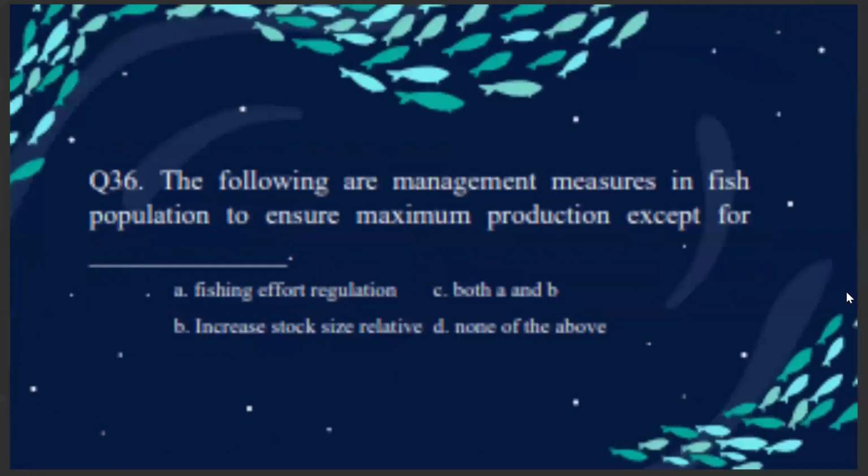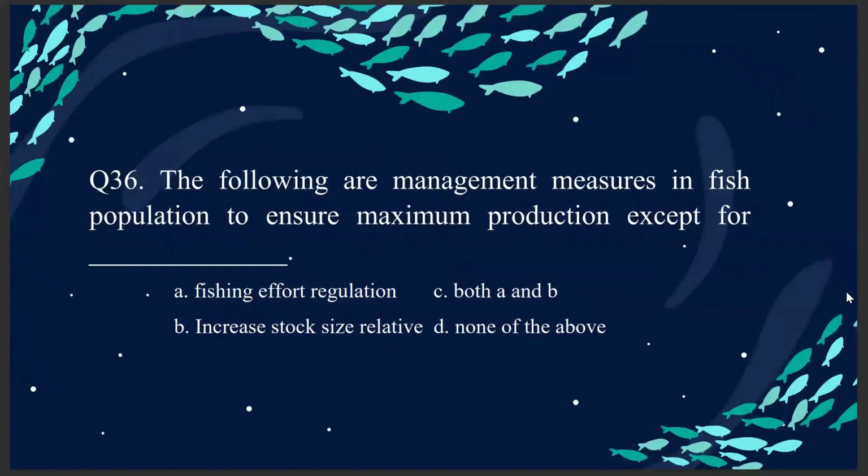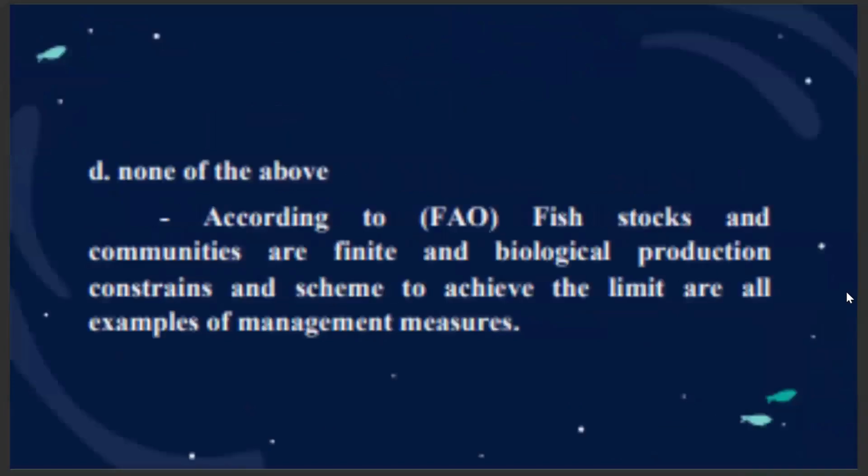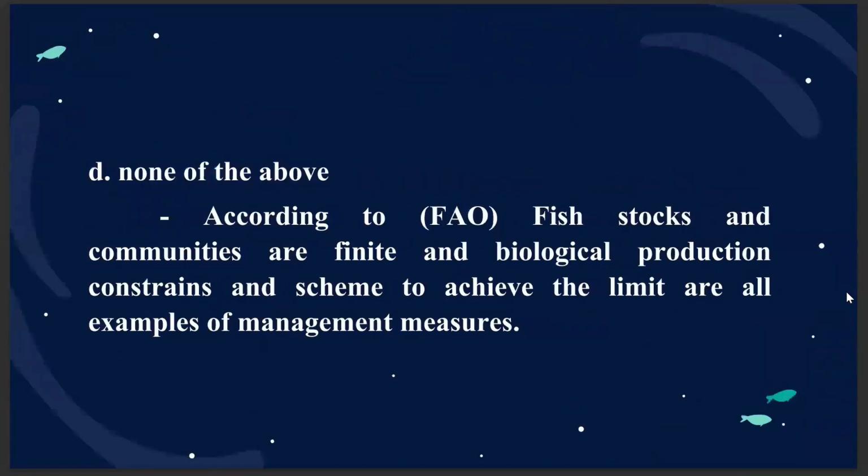Question number 36. The following are the management measures in the population to ensure maximum production, except for: A. Fishing effort regulation. B. Increased stock size. C. Both A and B. Or D. None of the above. The answer is D. None of the above.